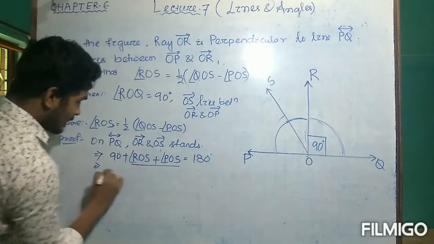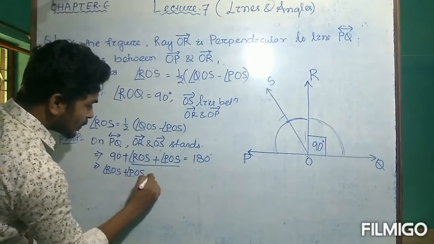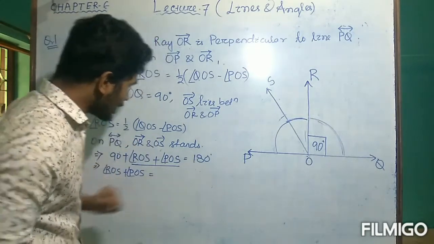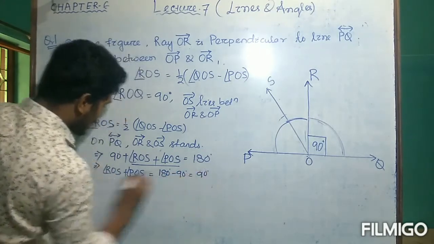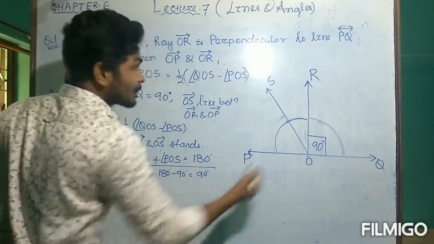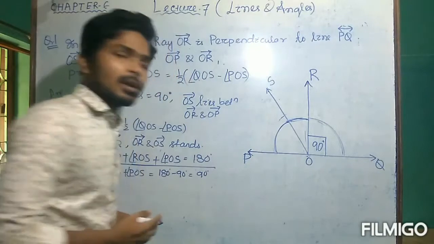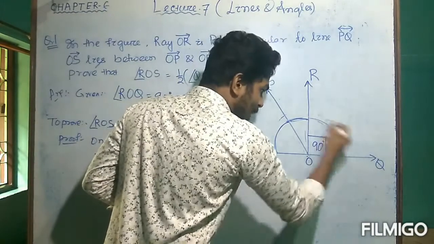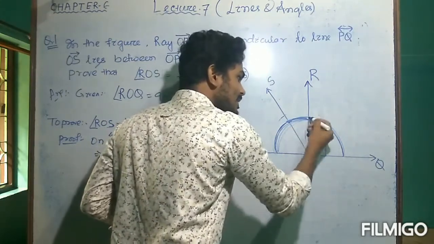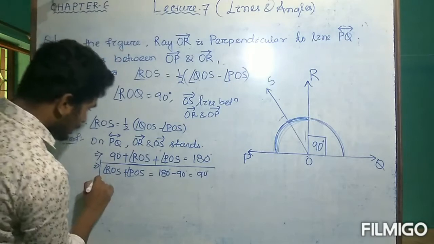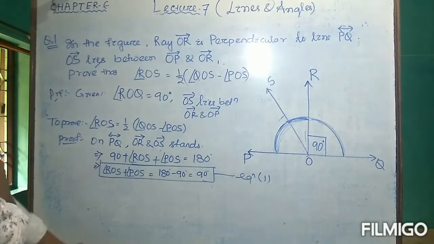Now these two are unknown. ROS plus POS is equal to how much? The 90 degrees should go to the right hand side. So it will be 180 degrees minus 90 degrees is equal to 90 degrees. So we get angle ROS plus angle POS is 90 degrees. The total is 180 degrees. This is 90 degrees. It means this total angle is equal to 90 degrees. So this angle plus this angle is equal to 90 degrees. So it is equation 1.